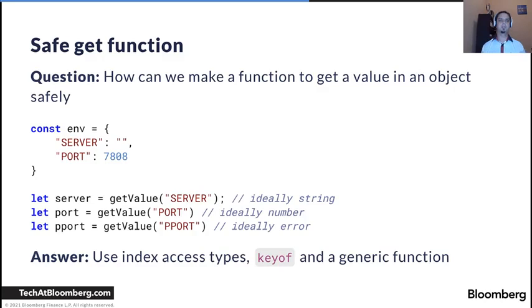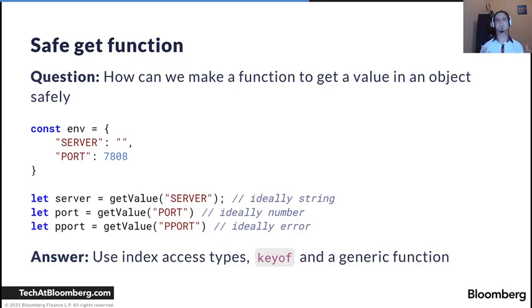Let's tie all of these operators together and see how we can use them in a more complicated example. Let's see how we can create a function that safely gets the values from a specific constant. So for example, we could create our constant, let's call it environment. It would have a server property and a port property, and we want to create a function that accepts one of these keys, either server or port, and returns the specific value.